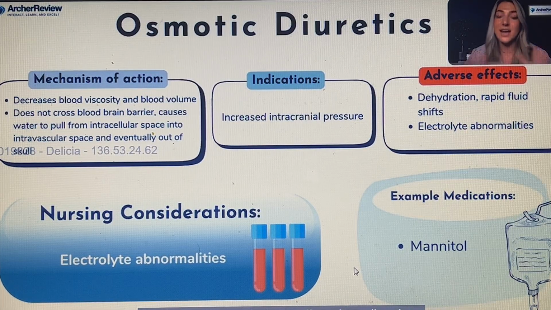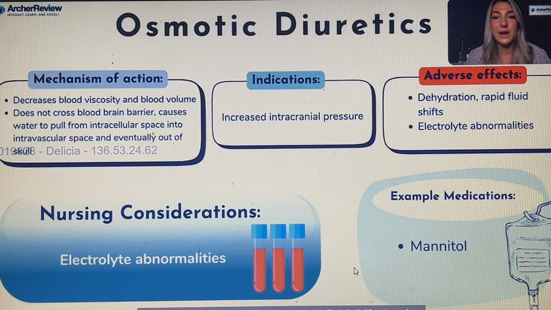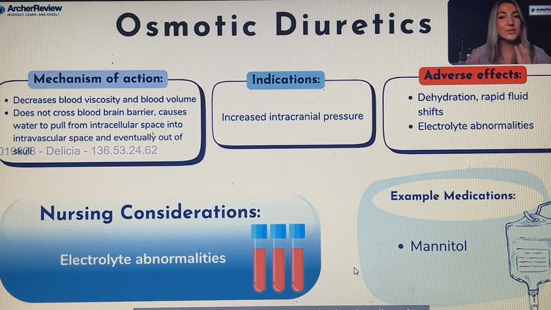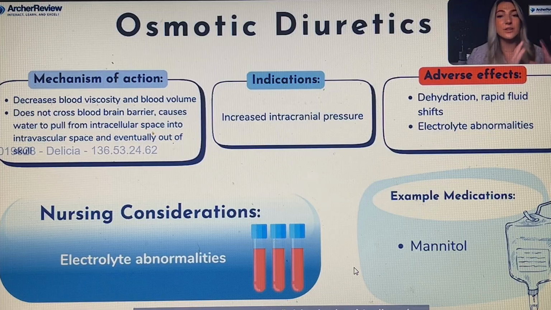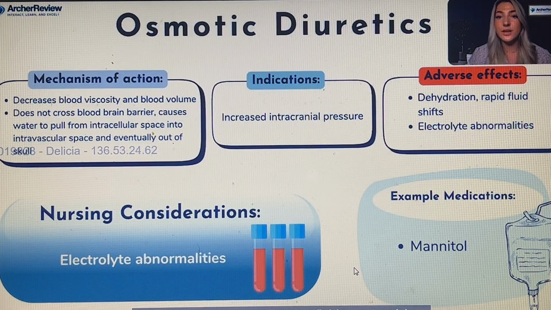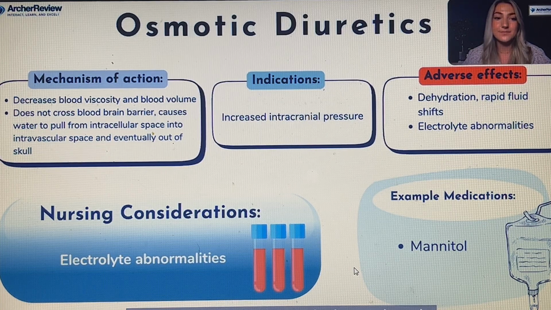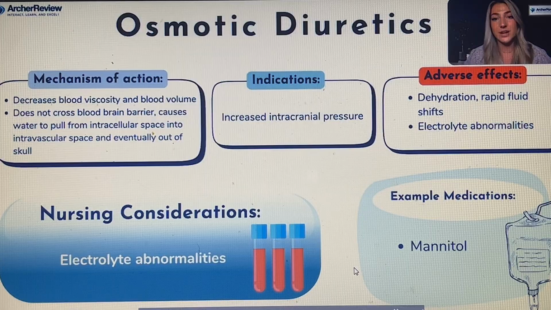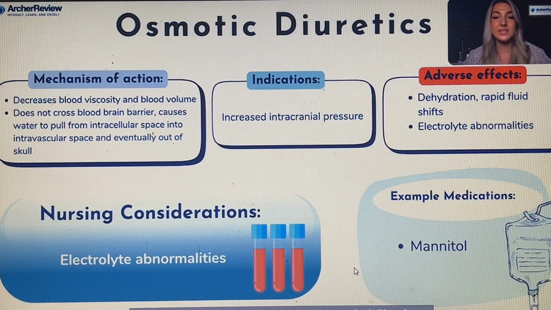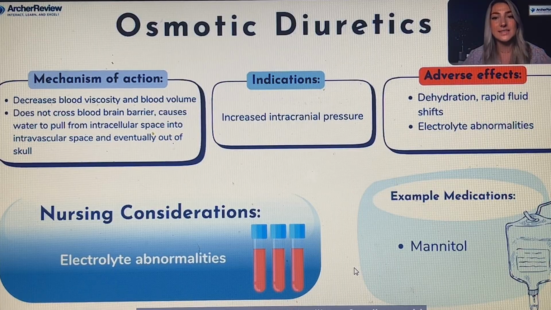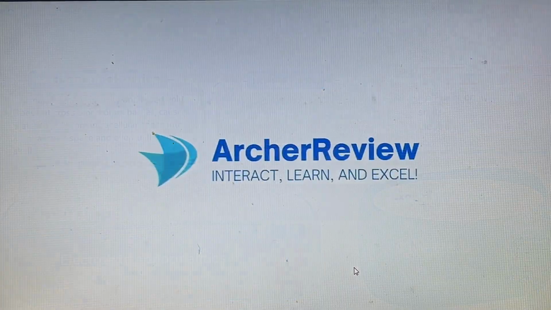Adverse effects: it's a diuretic, so it can cause dehydration and rapid fluid shift. Anytime we're seeing anything with fluid, whether it's diuresis where we're losing fluid, or we're giving a client fluid resuscitation and giving them fluid, we can have electrolyte abnormalities. So that is our main nursing consideration. We want to keep an eye on our clients' electrolytes. Example medications is mannitol. That is our classic osmotic diuretic that we will use for clients with increased intracranial pressure.